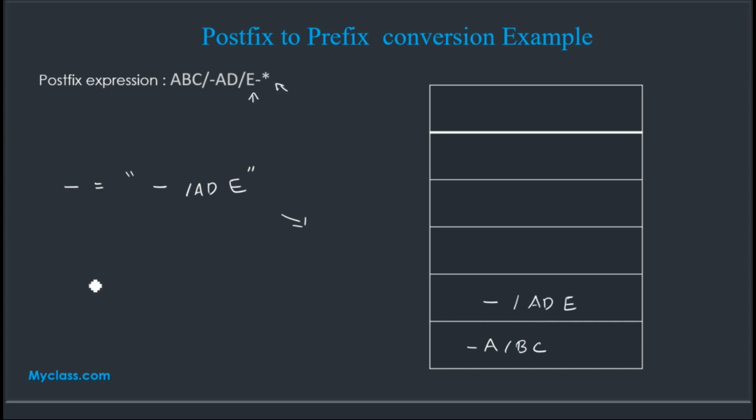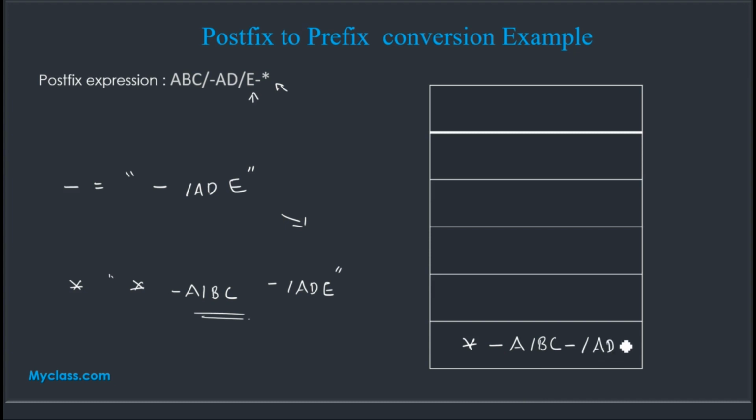Now our last character is also an operator, so we are making star. The first popped character is here, and the second popped character here, we are putting as operand 1. So this is our last big string. We have already popped this and this, so we are pushing this big string into our stack. Star, A slash subtraction A slash BC subtraction slash ADE. Okay, so this is our prefix expression.